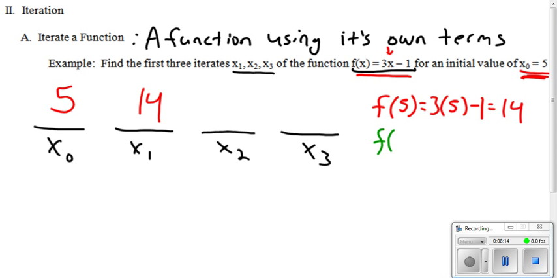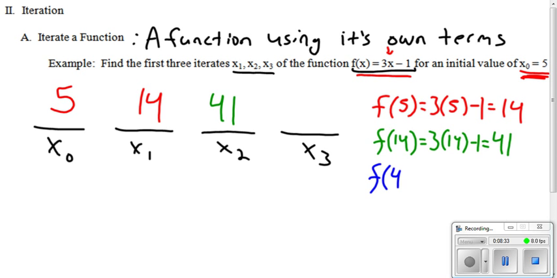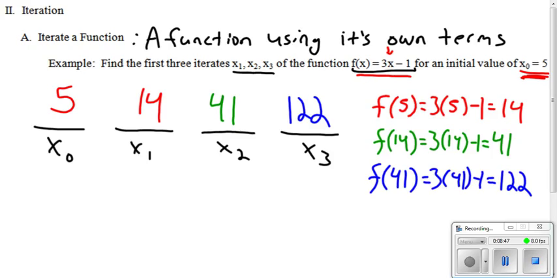Next, we would be looking for f of 14 as our third term. So we'd say 3 times 14, then minus 1. 3 times 14 is 42, then minus 1 becomes 41. Same thing for our last piece then. We need to do f of 41, which equals 3 times 41 minus 1. To find our last piece, 3 times 41 is 123, minus 1 becomes 122. And so that's how we'd find our first three iterates of the function, given our value x sub 0. And you could continue that on to find the next ones, but that's how you would find an iterate.